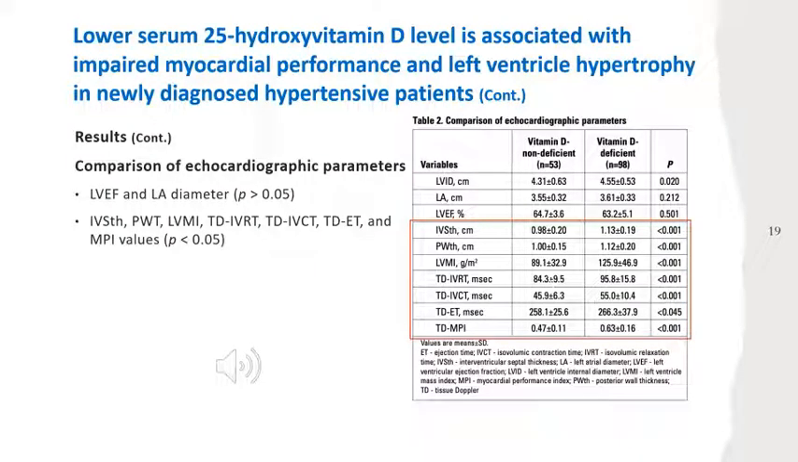Left ventricle ejection fraction and left ventricle diameter were similar between groups. However, patients who were vitamin D deficient had higher values of interventricular septal thickness, posterior wall thickness, left ventricle mass index, tissue Doppler isovolumic relaxation time, tissue Doppler isovolumic contraction time, tissue Doppler ejection time, and myocardial performance index values compared with patients who were vitamin D non-deficient.